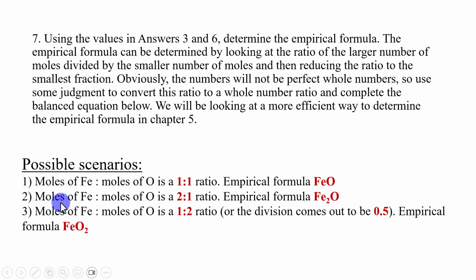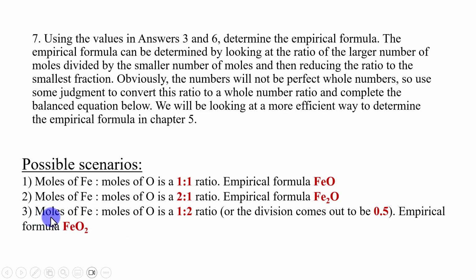The second scenario: if I take the moles of iron from part 3 and divide it by the moles of oxygen in part 6, and I get a 2 or close to a 2, that means I have a 2-to-1 ratio. I have twice as many irons as I do oxygens. And if I get 1.8 or that kind of number, just round up a little bit, okay? Then the empirical formula becomes Fe2O1, and I don't write the 1. And this tells me that I have twice as many irons as I do oxygens. So Fe2O.